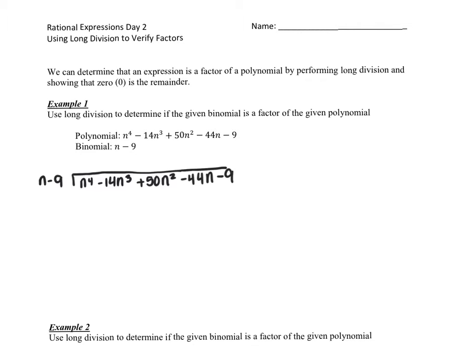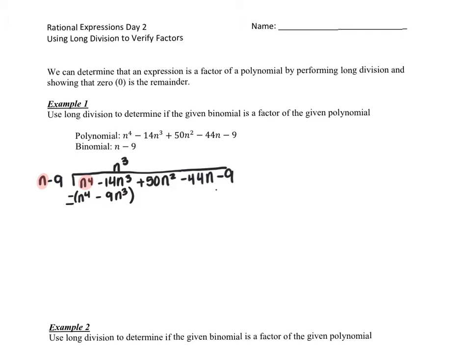As we do long division, we're going to use the first term with the first term. So how do I get n to multiply to n to the fourth? And you should be saying n to the third. So we label it right on top of where the n to the third is, and then we multiply. So n to the third times n, and then n to the third times negative 9. n to the third times n is n to the fourth. n to the third times negative 9 is negative 9n to the third.